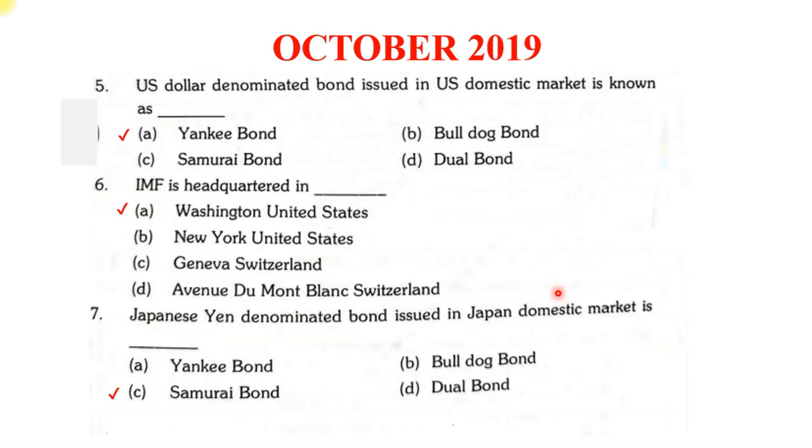Okay, next, a US dollar denominated bond issued in the US domestic market is known as dash. It's called a Yankee bond. IMF is headquartered in dash, that is Washington, United States. A Japanese yen denominated bond issued in Japan's domestic market is called a Samurai bond. Again, you can read it, take a screenshot of it.